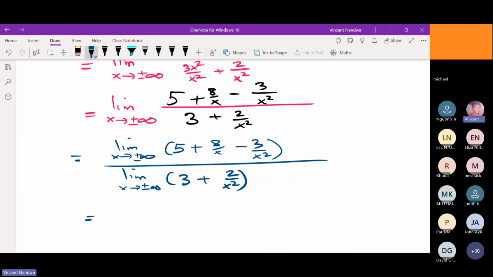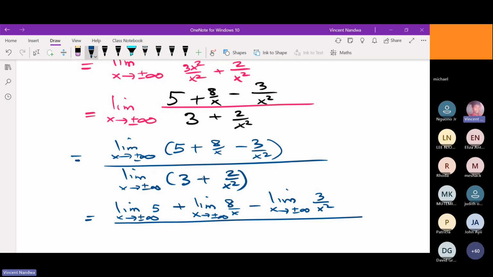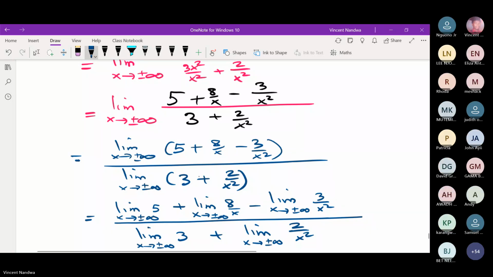Which is the same as the limit as x approaches plus or minus infinity of 5 plus the limit as x approaches plus or minus infinity of 8 over x minus the limit as x approaches plus or minus infinity of 3 over x squared, divided by the limit as x approaches plus or minus infinity of 3 plus the limit as x approaches plus or minus infinity of 2 over x squared. So we are just saying that the limit of a sum of two functions is the same as the sum of the limits.